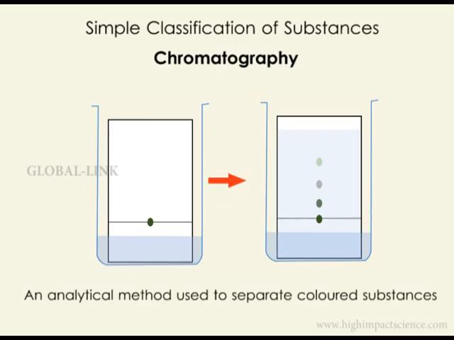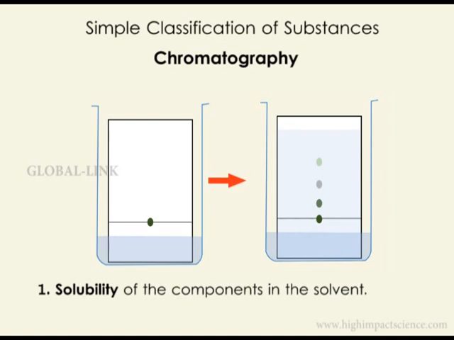The distance traveled by each component depends on two factors. 1. Solubility, or how well it dissolves in the solvent or the mobile phase. The more soluble the substance, the further up it moves. In this case, our sample is a mixture of three substances, and each is carried over a certain height up the filter paper. The one that moves the farthest is the most soluble.